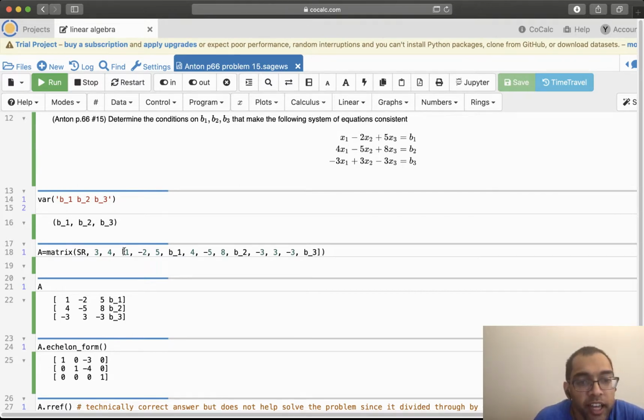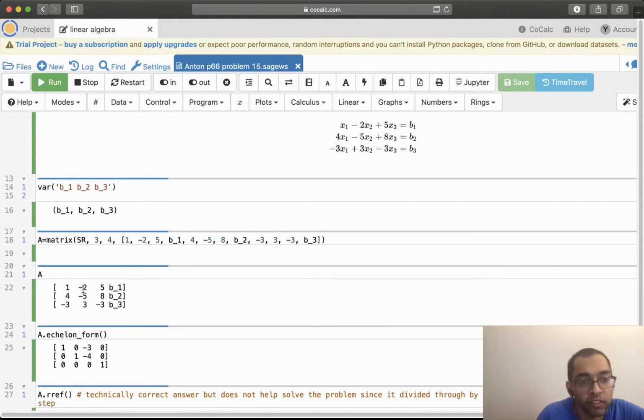And then the entries are going to be 1, negative 2, 5, B1, because the first equation is 1 x1 minus 2, then there's a 5 in front of the x3, and then a B1 on the side here. And then follow that with 4, negative 5, 8, B2. Again, that's the second row, or second equation, and so on for the third row. Okay, so then we enter that, and so this is our matrix.